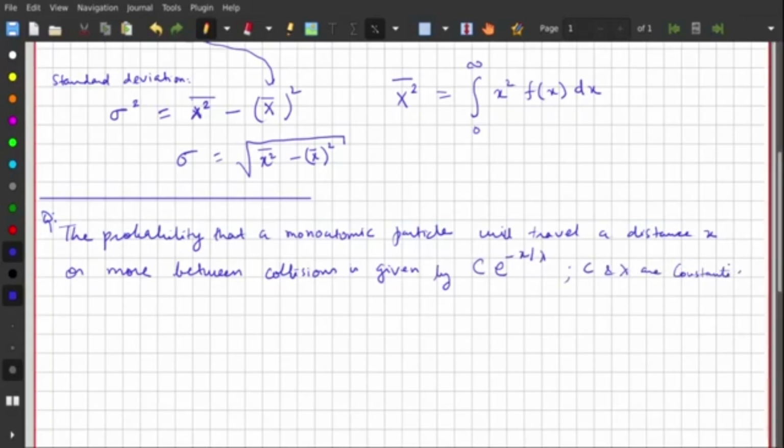Okay, so that's the generic idea. This is the probability of finding that a monoatomic particle will cover a distance greater than or equal to x. Basically, it will travel a distance x or more. So it is the probability of finding the particle at a distance greater than or equal to x, and that is given as this.